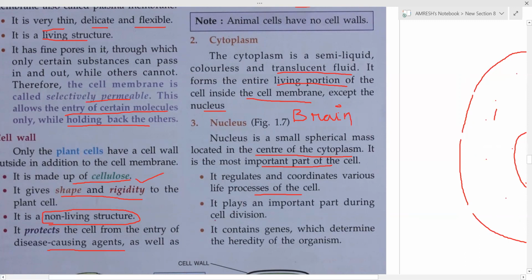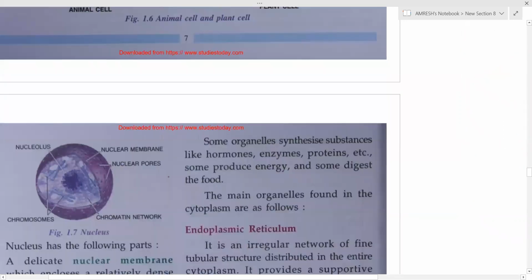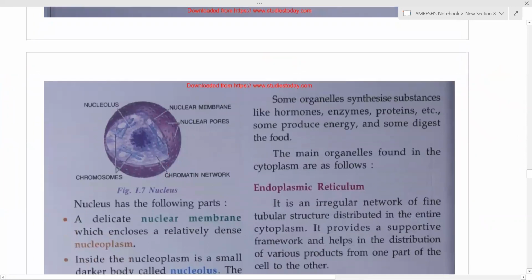It has an important role in cell division. Cell division occurs due to the nucleus only. How it occurs, we will read later. It contains your genes that determine heredity. What characters have you gained from your forefathers, your parents, your relatives? Everything is contained in the gene. That gene is present inside the nucleus. So the nucleus is a very important part of your cell.